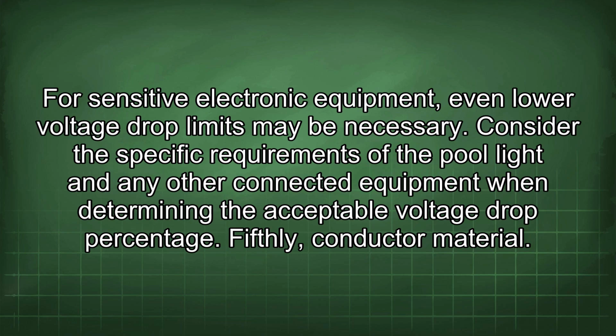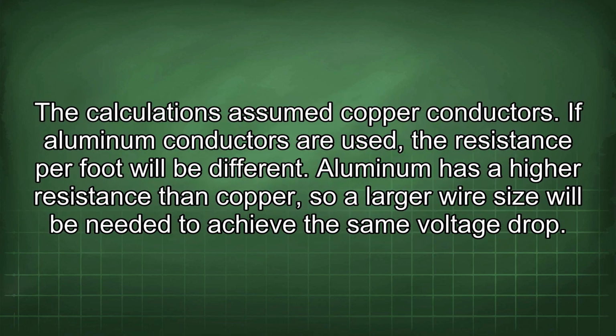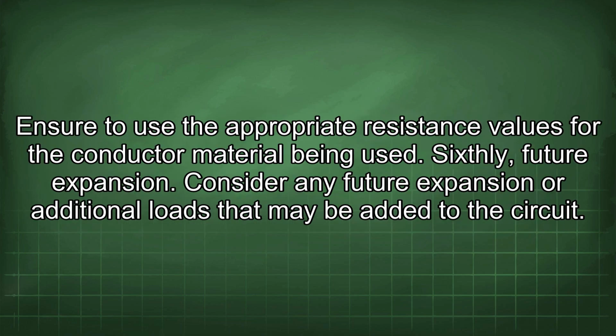Fifthly, conductor material. The calculations assumed copper conductors. If aluminum conductors are used, the resistance per foot will be different. Aluminum has a higher resistance than copper, so a larger wire size will be needed to achieve the same voltage drop. Ensure to use the appropriate resistance values for the conductor material being used.